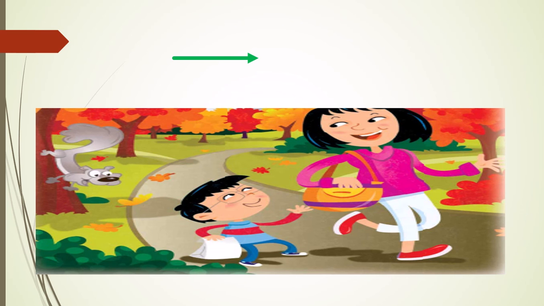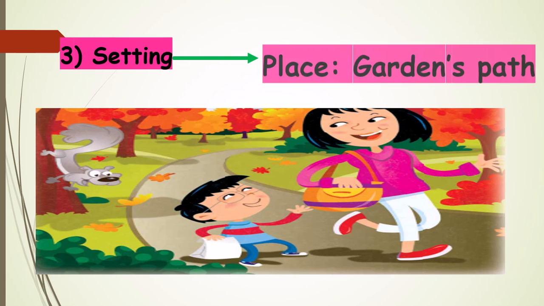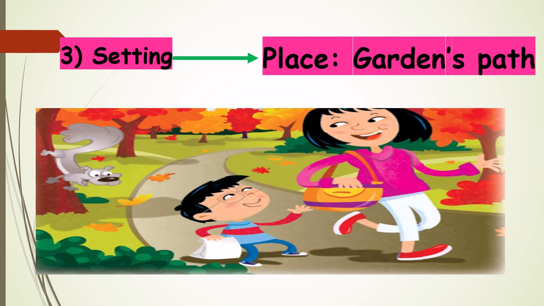What can you see here in this picture? What is the setting here? Where are they? I can see they are in the garden. Is it right? Yes. So the setting, I don't have a time here, so I have the place. The setting is the garden path. They are going to move in the garden path, or walk. Let's go to something else.